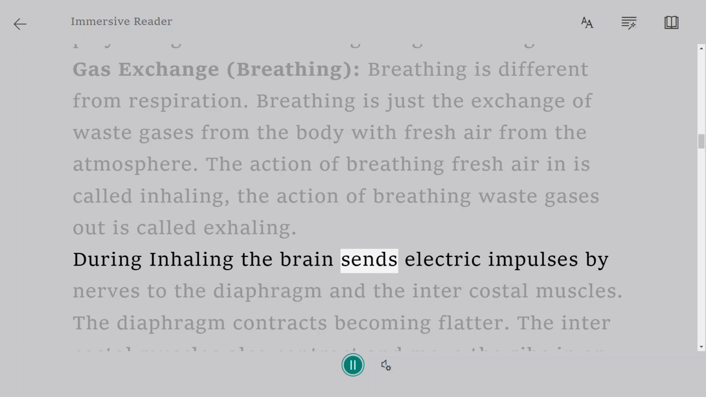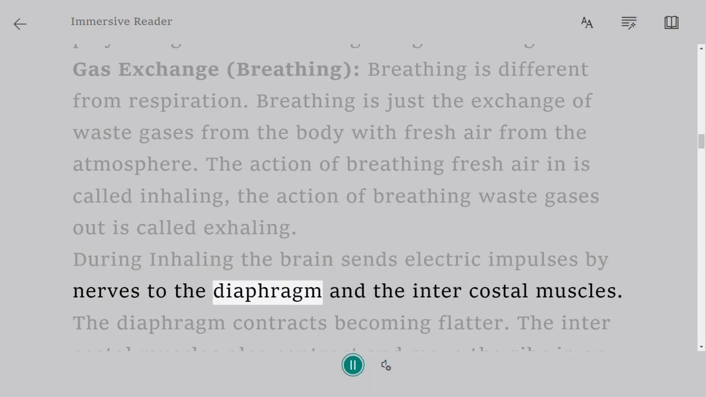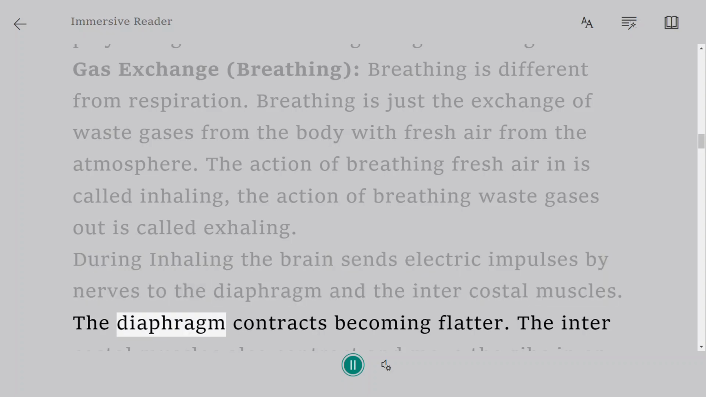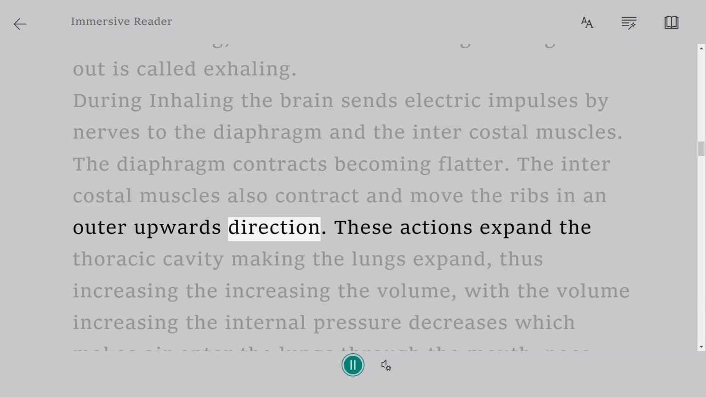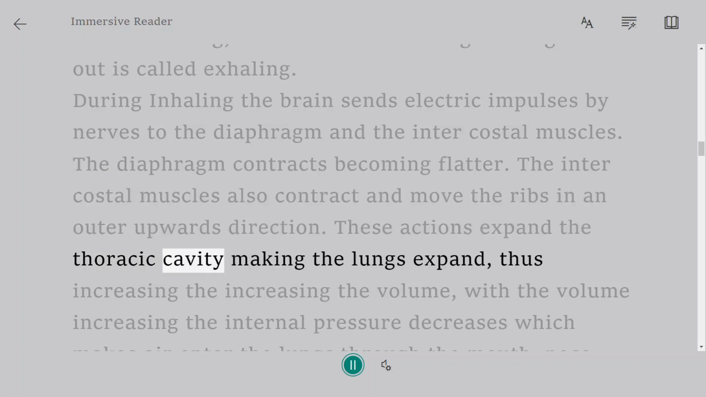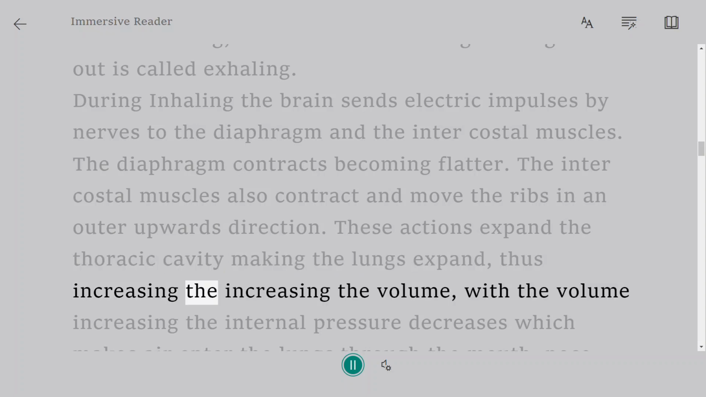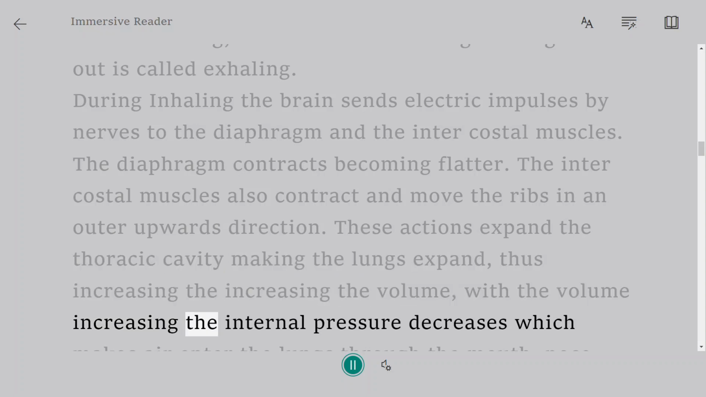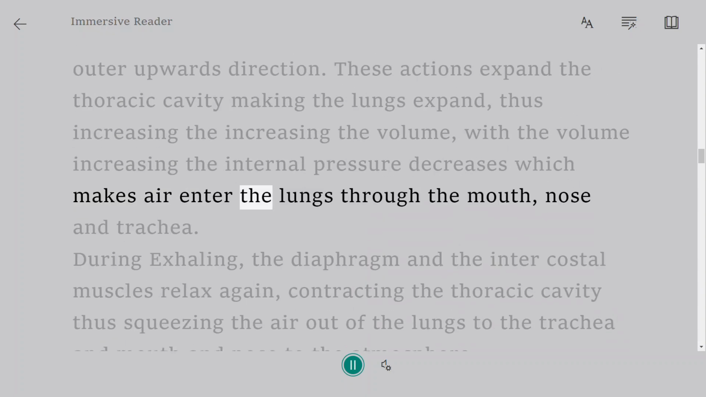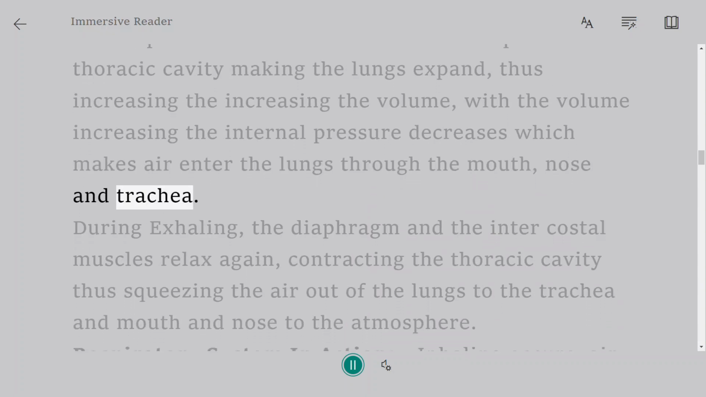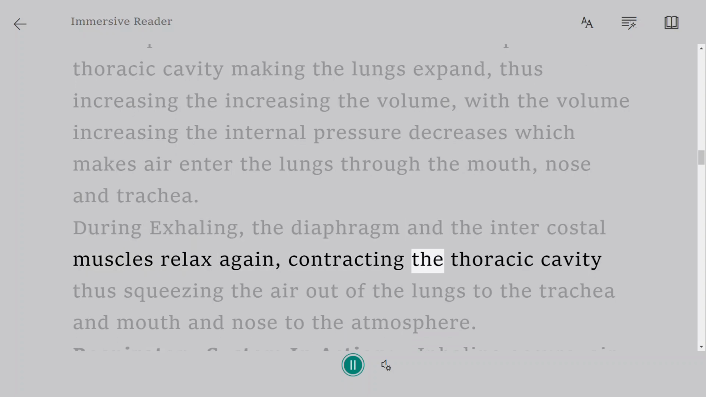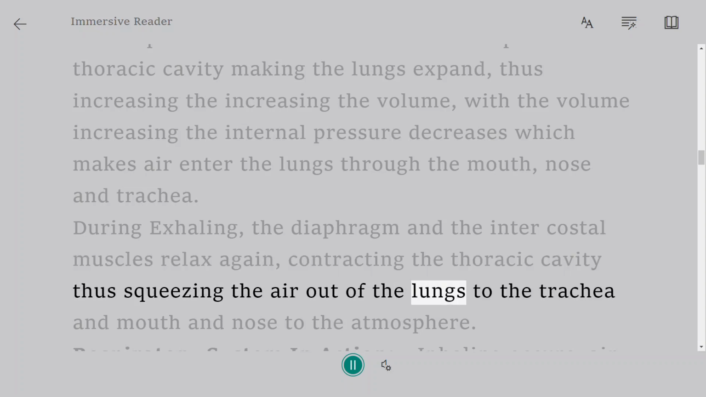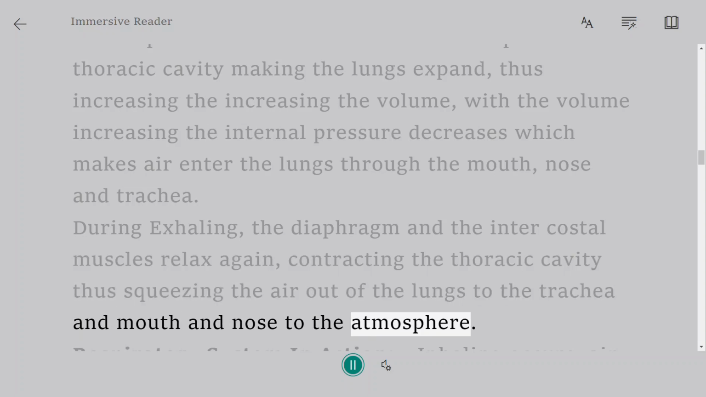During inhaling, the brain sends electric impulses by nerves to the diaphragm and the intercostal muscles. The diaphragm contracts, becoming flatter. The intercostal muscles also contract and move the ribs in an outward and upward direction. These actions expand the thoracic cavity, making the lungs expand, thus increasing the volume. With the volume increasing, the internal pressure decreases, which makes air enter the lungs through the mouth, nose, and trachea. During exhaling, the diaphragm and the intercostal muscles relax again, contracting the thoracic cavity, thus squeezing the air out of the lungs to the trachea and mouth and nose to the atmosphere.